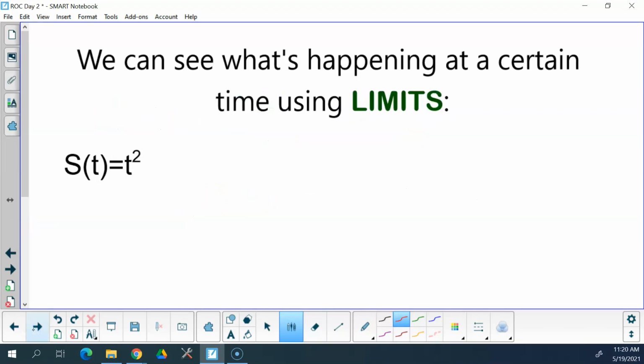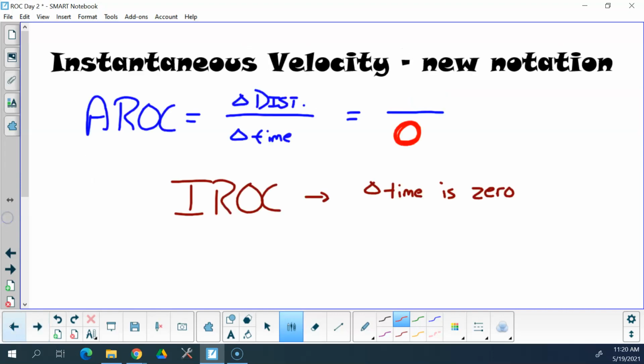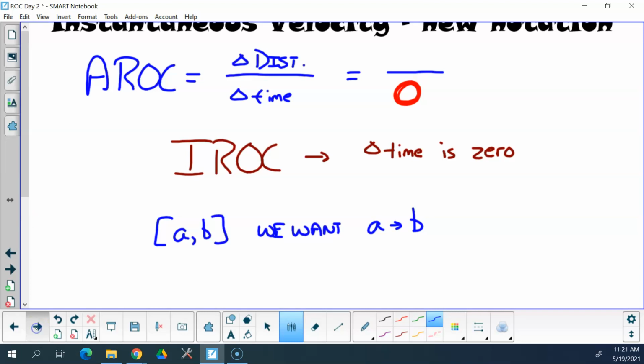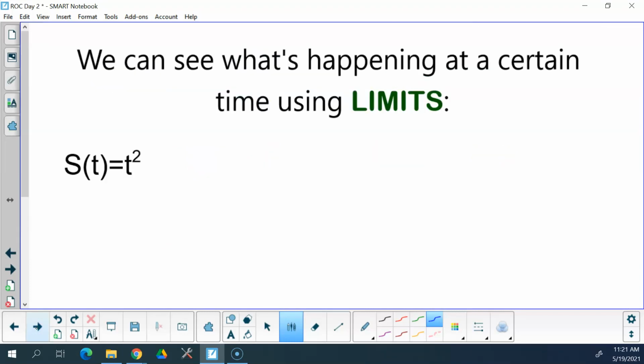So this is our function, the same function that we just had, t squared. Now we're going to have some new notation. The IROC, the interval, would be from A to B, and we want A to approach B. We want A to be the same as B. We want them to be equal. And so we use limits here. So we're basically finding the AROC.